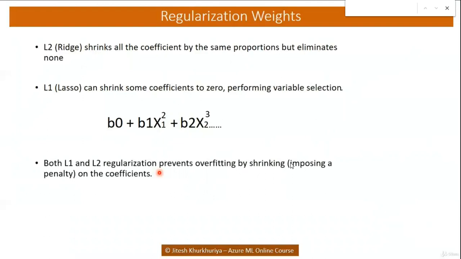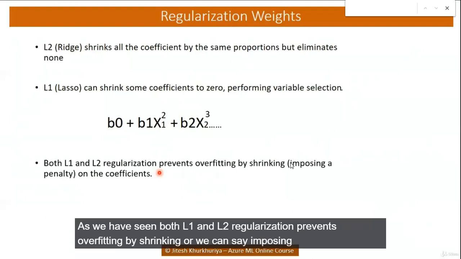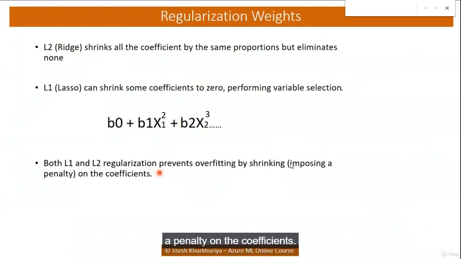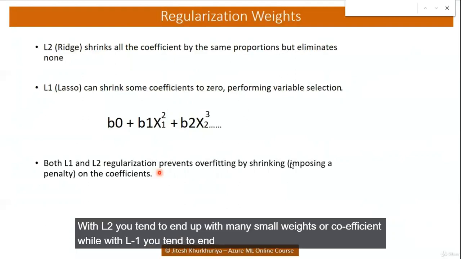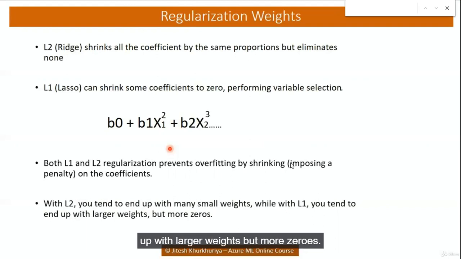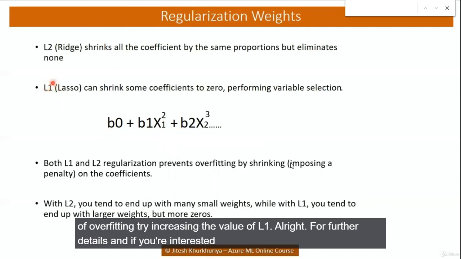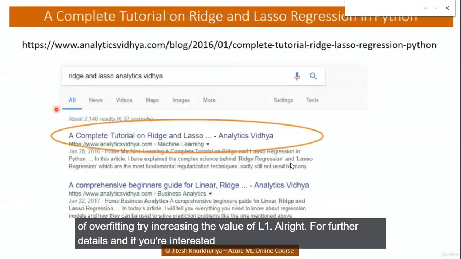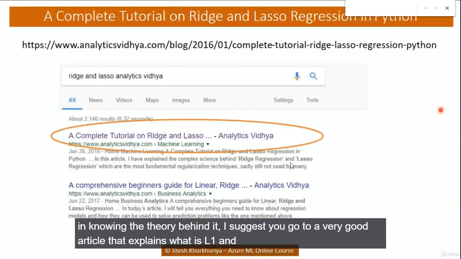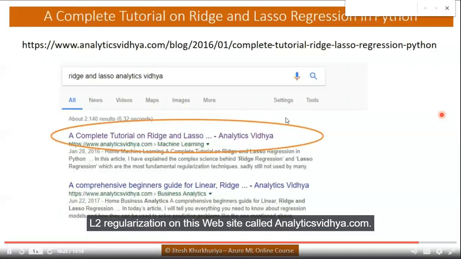Great. As we have seen, both L1 and L2 regularization prevent overfitting by shrinking, or we can say imposing a penalty on the coefficients. With L2, you tend to end up with many small weights or coefficients, while with L1, you tend to end up with larger weights but more zeros. So, if you believe that it has got too many features and some features are actually creating the problem of overfitting, try increasing the value of L1, right? For further details, and if you are interested in knowing the theory behind it, I suggest you go through a very good article that explains what L1 and L2 regularization is on this website called analyticsvidya.com.